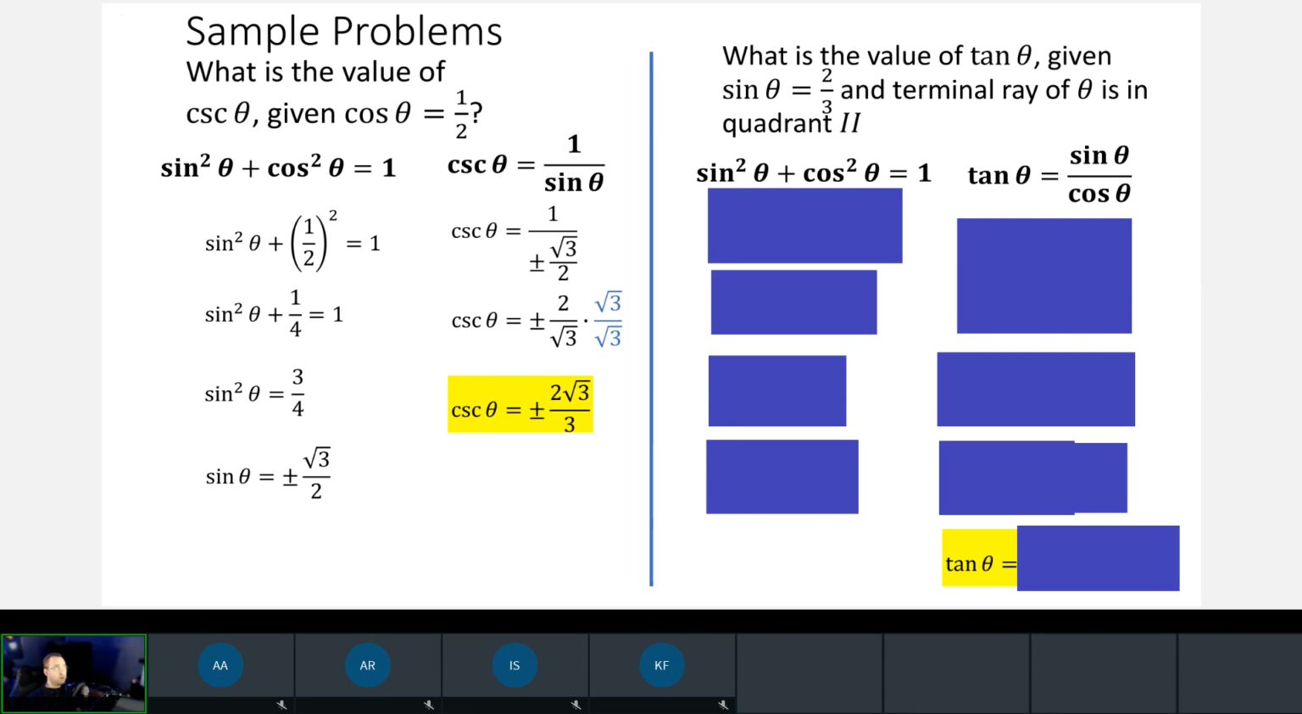So once we know the path, it should be pretty easy. We're going to use this one to figure out what cosine is. And once we have cosine, I can plug cosine in here. We already know what sine is. And that way we can figure out what tan is to get to the answer. All right. So we know the path. And the path is the hardest piece.